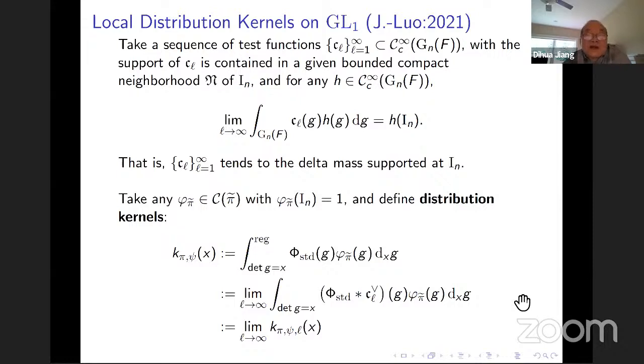So you get this. And now, in order to understand this Fourier transform, we go further to find the kernel function. In order to define the kernel function, you need to regularize it. So we take a sequence of test functions supported in a compact neighborhood of the identity, such that the integral, just like Gaussians, converges to the delta distribution. So this is delta mass supported here. And then you assume that the matrix coefficient is normalized so that its value at the identity is one. And then we define the regularized distribution kernel.